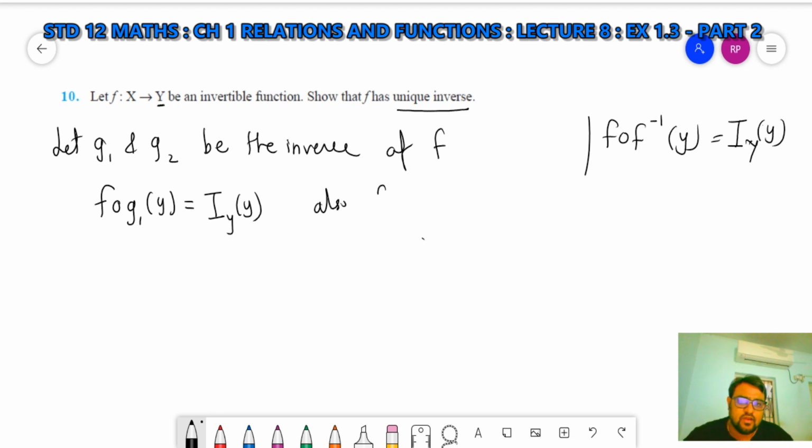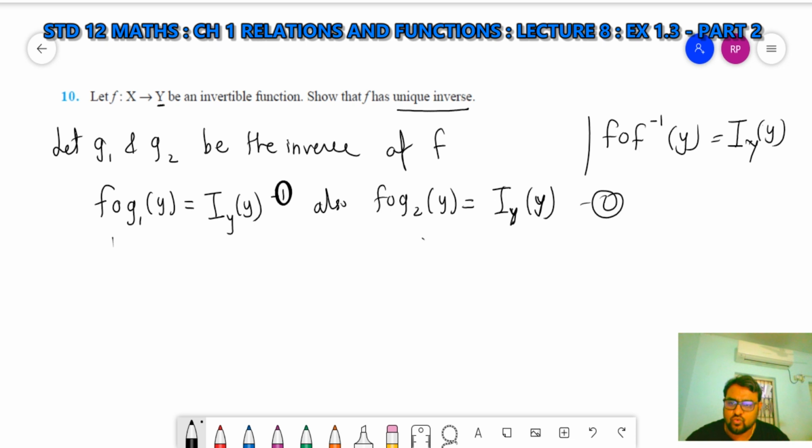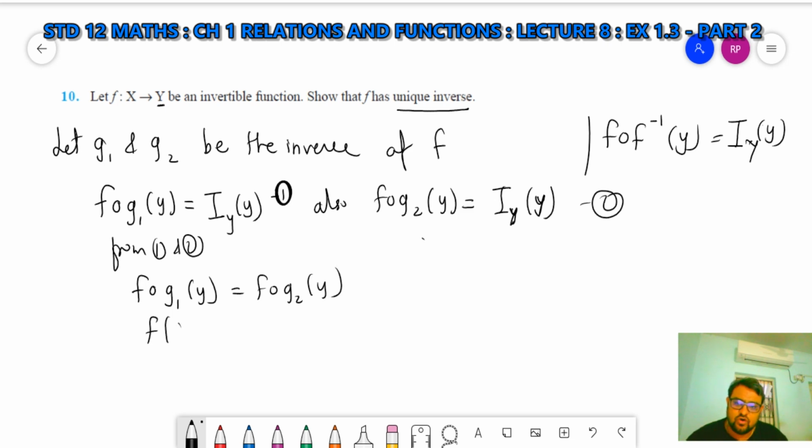Also f o g2 of y will also be the identity. Right? This will also be the identity. Clear? Because g2 is also an inverse. So from 1 and 2, I can write down f o g1 of y equal to f o g2 of y. So f of g1 of y equal to f of g2 of y.